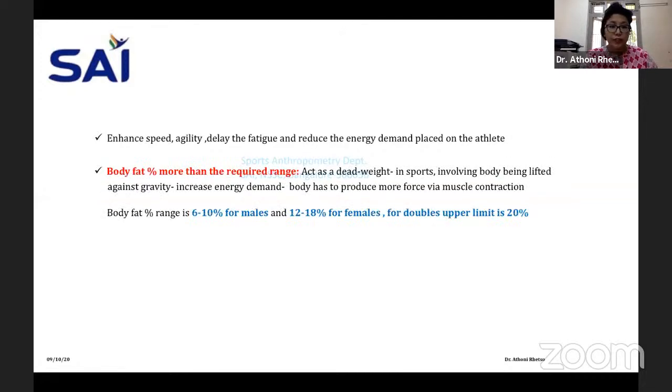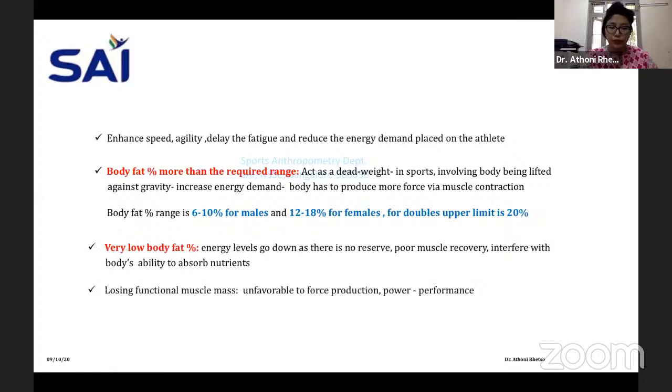This is actually very well known, I guess. Most of the coaches know this one. See, if you have more body fat percentage, the energy demand increases, and the body also has to produce more force by muscle contraction. If the body fat is within the range and the muscle mass is very good, not only will your speed and agility improve, but it will also delay fatigue. If an athlete has a very low body fat percentage, the side effect is that the energy level obviously will be low, and the muscle recovery will also be poor. So these are some of the common insights that we have.